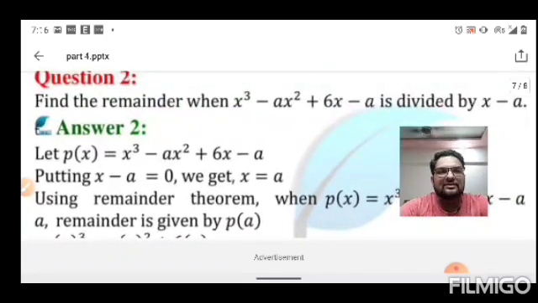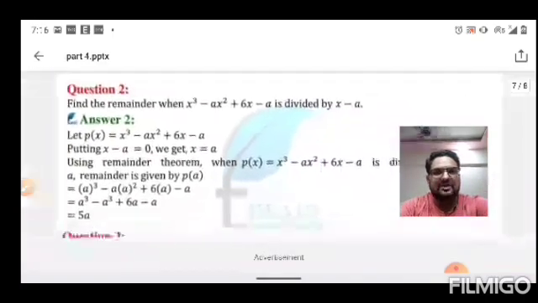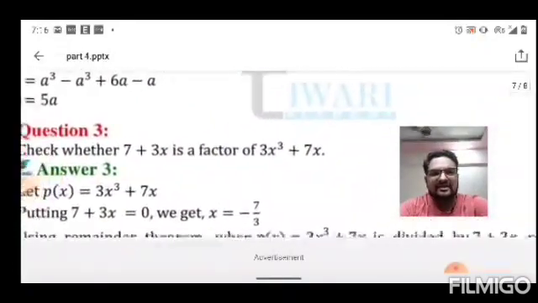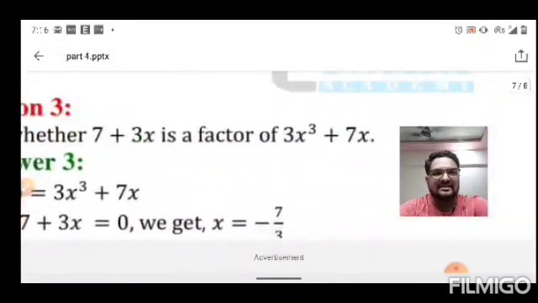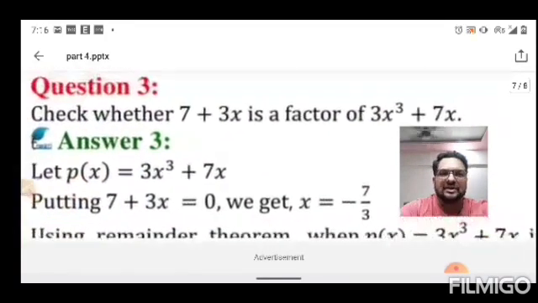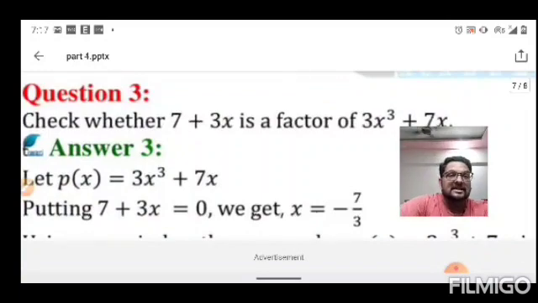On dividing x cube minus ax square plus 6x minus a by x minus a. Let's go with the next question, question number 3. That is, we have to check whether 7 plus 3x is a factor of 3x cube plus 7x or not. So here we are going to check if 7 plus 3x is a factor of the given polynomial 3x cube plus 7x.